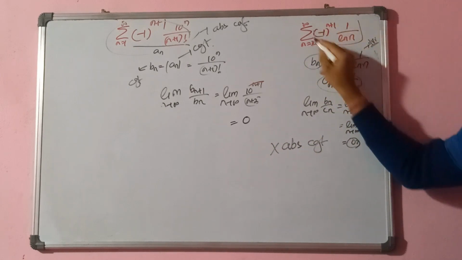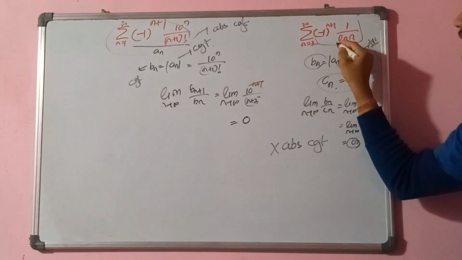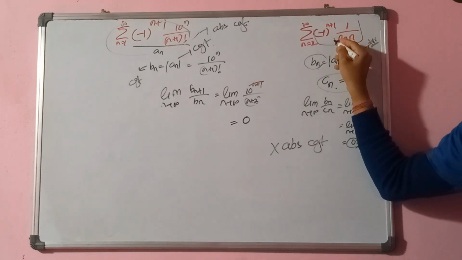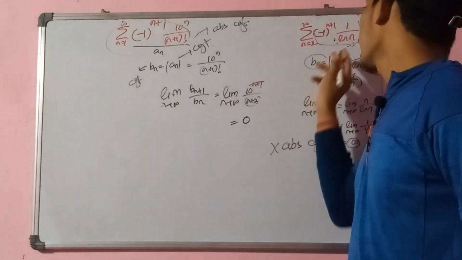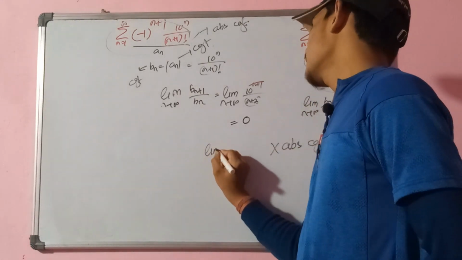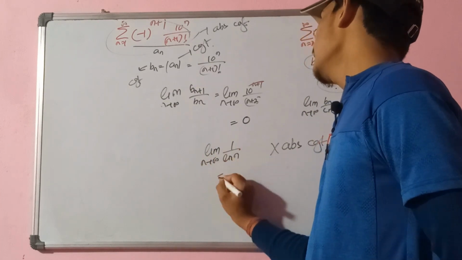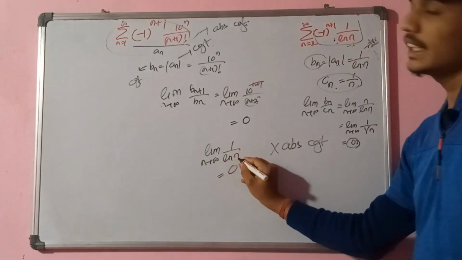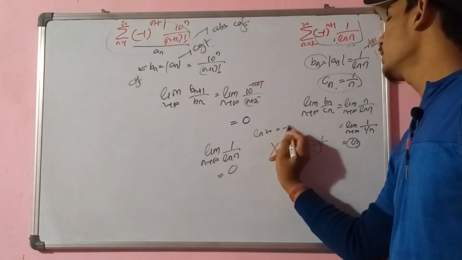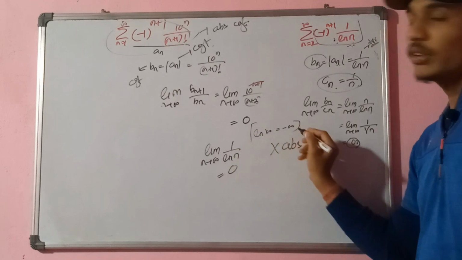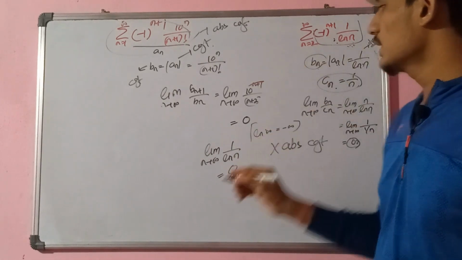So let's check this one, and this is an alternating series. So how can I check? I have to apply the Leibniz test. First I am considering the limit: limit n tends to infinity 1 by ln n equals 0, meaning 1 by ln infinity. ln infinity equals infinity, so 1 by infinity will be 0. So this condition is satisfied.